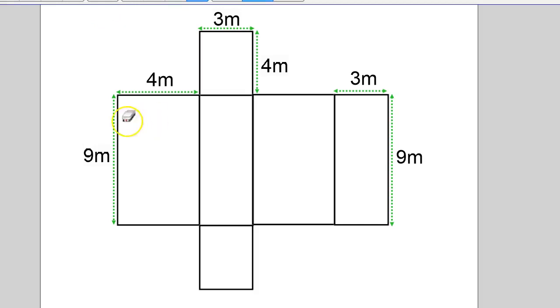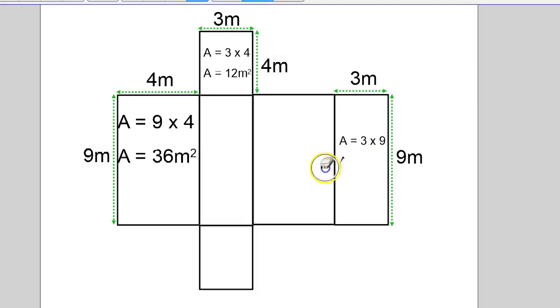We have the areas of these faces. So we've got the area of this face, and that is going to be 9 times 4. 9 fours are 36. That's right, square meters. So that's one new side. The other side that is different, we've got this one up here. So the area is going to be 3 times 4, and that is, of course, 12 square meters. And last but not least, this one here, that's different as well. So we've got 3 times 9, haven't we, guys? And that is 27 square meters.